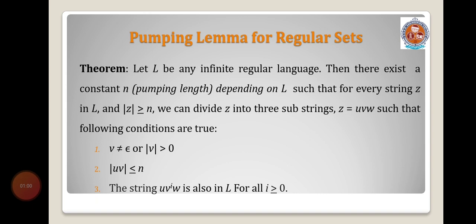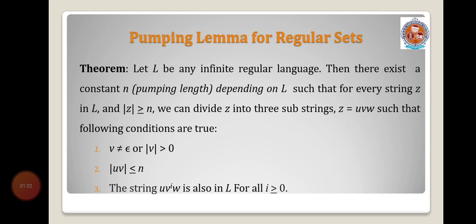This is the statement of the pumping lemma. Let L be any infinite regular language, then there exists a constant n depending on L such that for every string z in L, mod z greater than or equal to n, then we can divide such z into three substrings z equal to uvw such that the following three conditions are true.